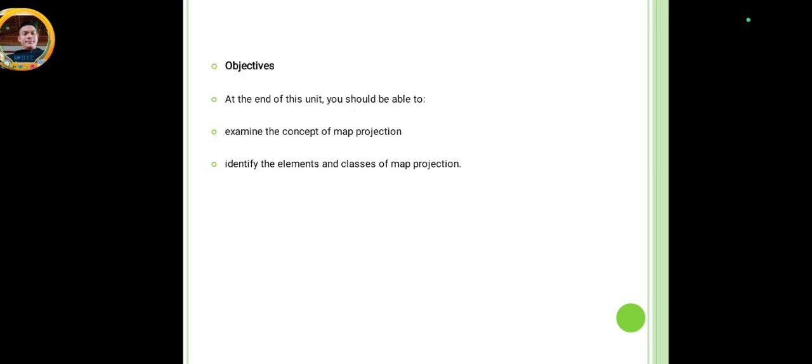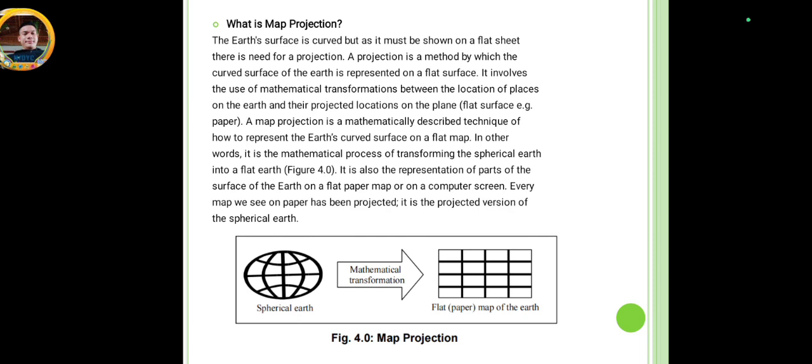So, what is map projection? The Earth's surface is curved, but it must be shown on a flat sheet. There is no need for a projection otherwise. A projection is a method by which the curved surface of the Earth is represented on a flat surface. It involves the use of mathematical transformation between the location of places on the Earth and their projected location on the plane. A map projection is a mathematically described technique of how to represent the Earth's curves on a plot. In other words, it is a mathematical process of transforming the spherical Earth into a flat Earth. You can see this in figure 4.0.